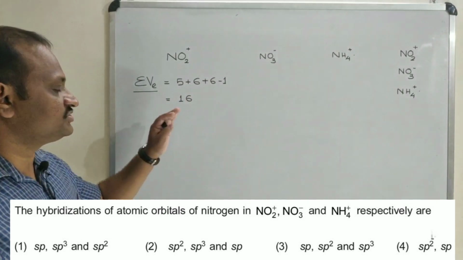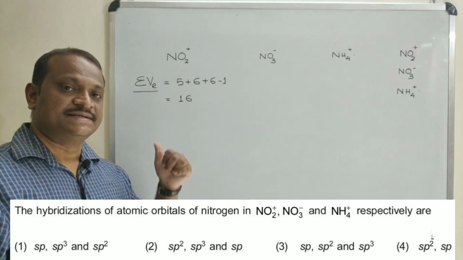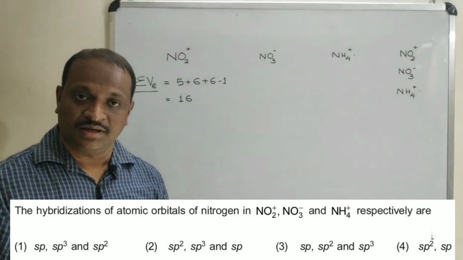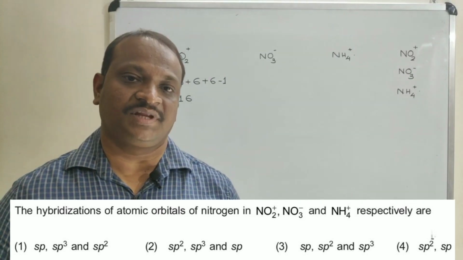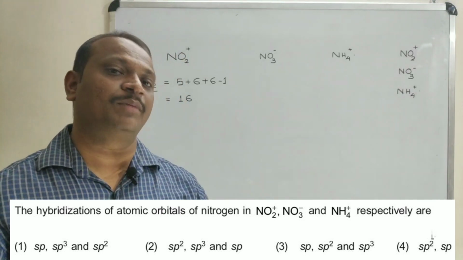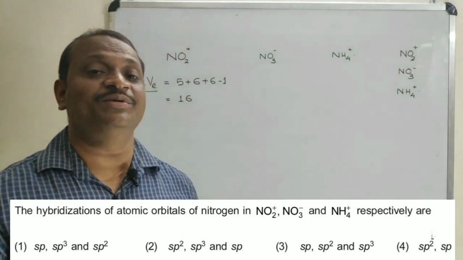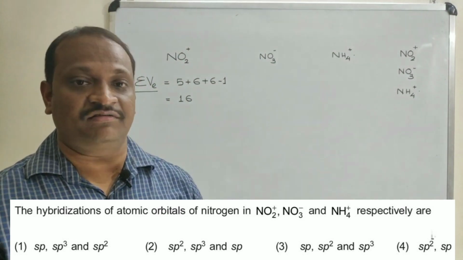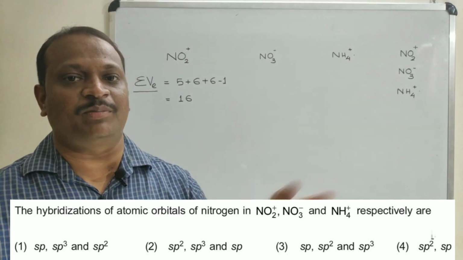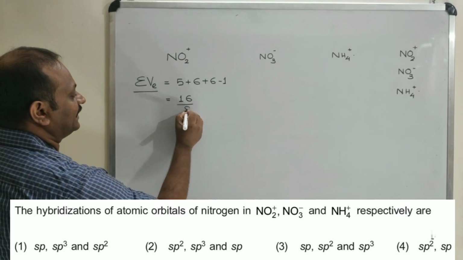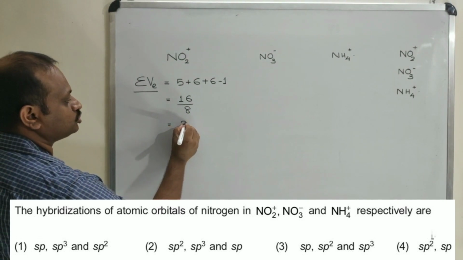So we got the number 16. Here sigma of valence electron is 16. What do we need to do next? Divide this number by 8. In case it may not be divisible by 8, then we have some other strategy, but right now this number is divisible by 8. So I am just dividing by 8, and you get the number 2.